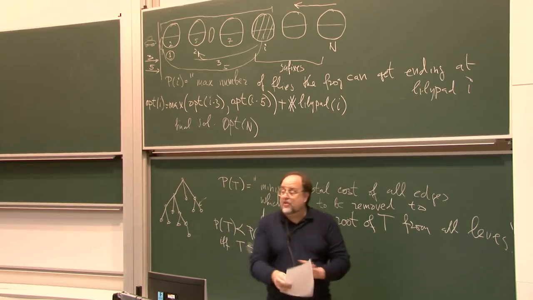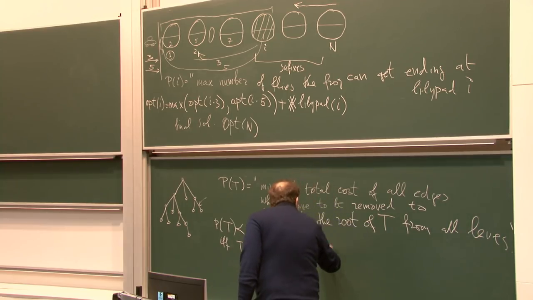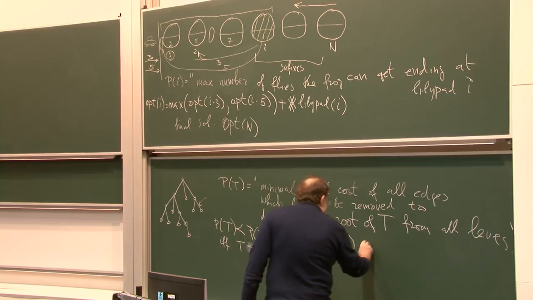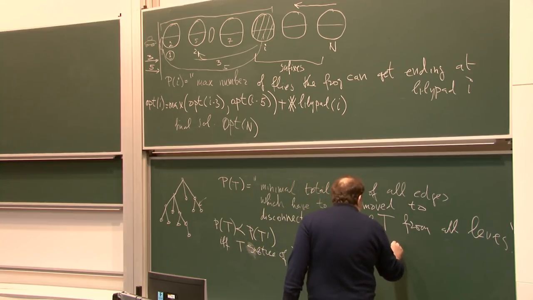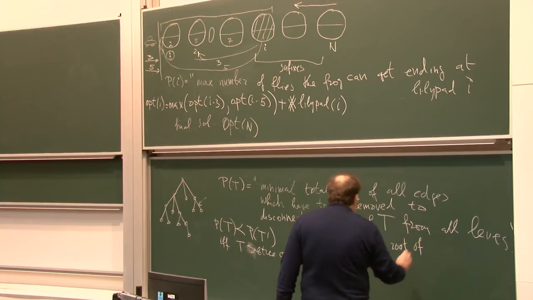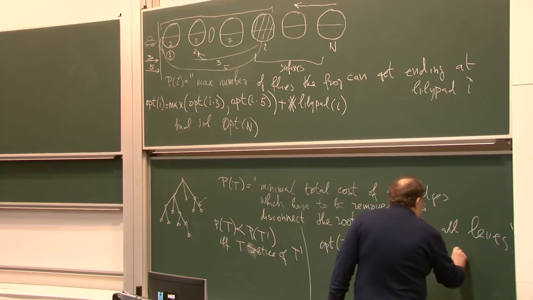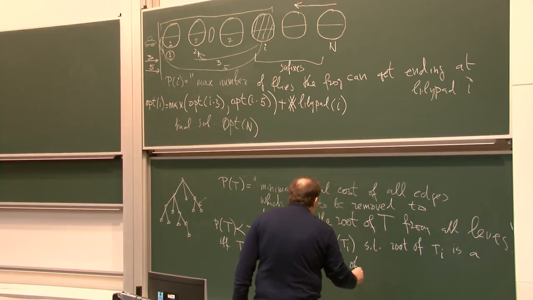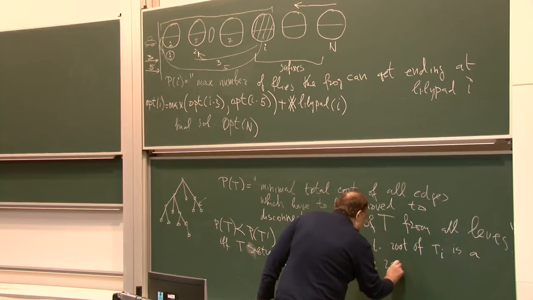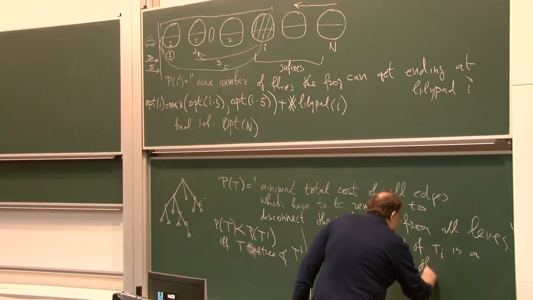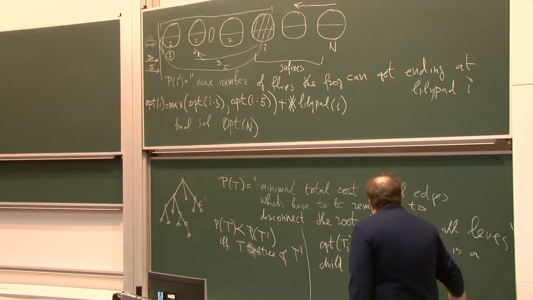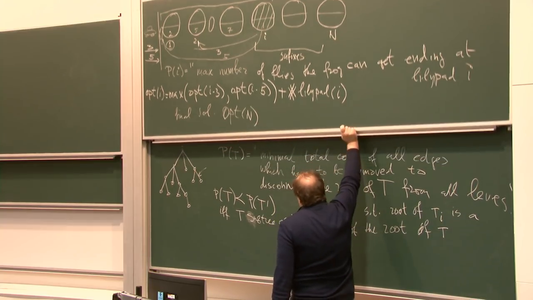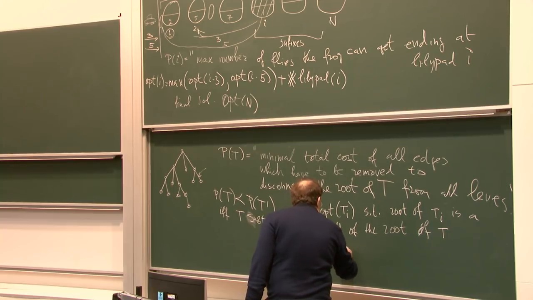How would you do the recursion? If I have opt of T_i for all T_i such that the root of T_i is a child of the root of T, so if you have all of these, then how do I get opt of T?